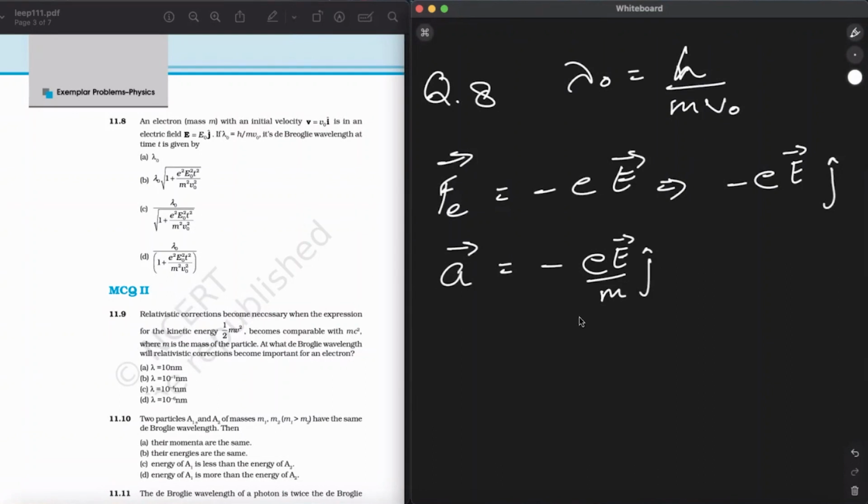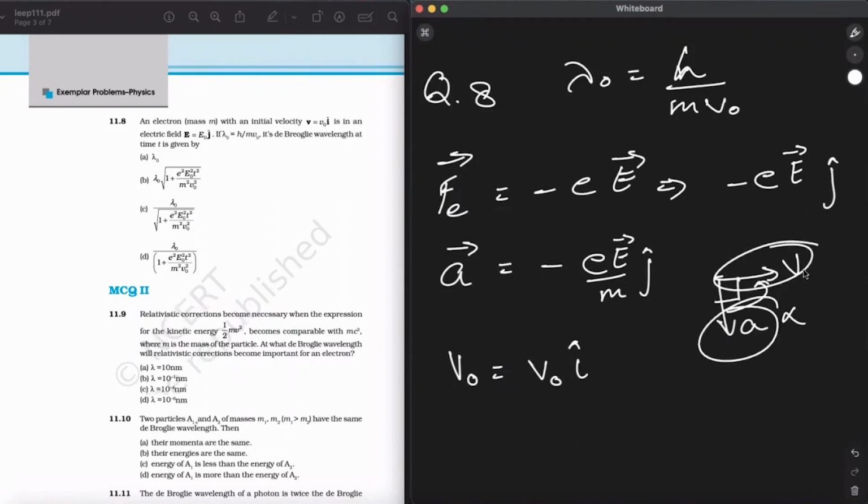Now this acceleration is along the negative y-axis, and the initial velocity v naught is in i cap. As you can see, v is like this, acceleration is like this, perpendicular to it. The component of velocity will remain constant as there is no force in the direction of propagation of the electron. This is 90 degrees, cos 90 is 0, so this acceleration has no effect on this velocity. The magnitude remains constant. What changes is the direction. This acts like a centripetal acceleration, so it starts going in a circle, but the magnitude remains unchanged.